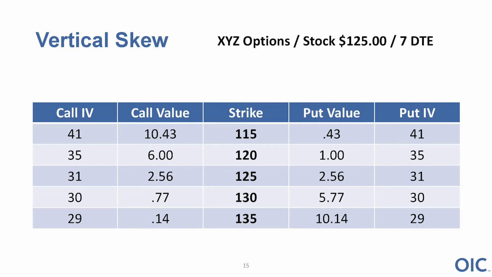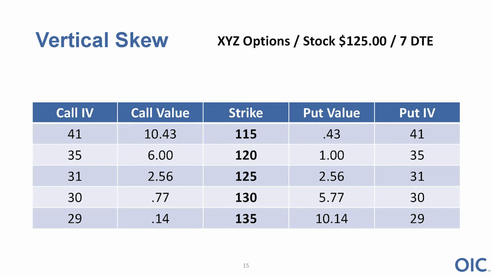You can look at the upside now. Look at the 130 and the 135s. Their volatilities actually go down. They're 30 for the 130 calls and puts, and 29 for the 135 calls and puts. So you can see that natural skewness between the out-of-the-money calls versus the out-of-the-money puts.